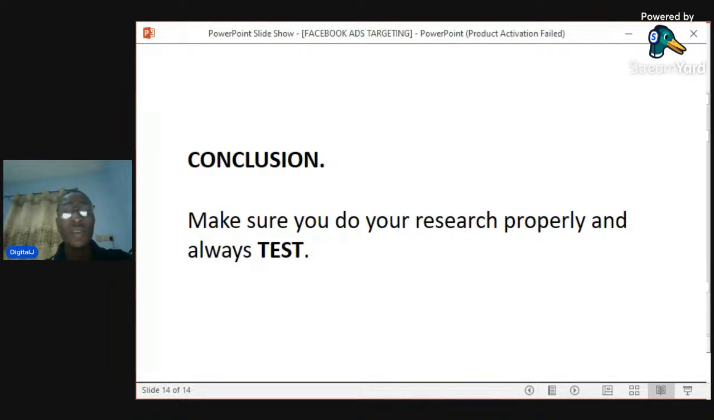Understand? So if you want to run ads with any of these targeting methods, I will advise you that you test. First of all, test. Don't just conclude that, okay, this one is going to work well for me. Try to test between broad targeting and interest-based targeting to see which one works well for you. Then you can scale up the ads, and then you can ride on with the one that works best for you. Okay, don't just conclude. Try to test. Very important. Test and make sure that you do your research properly.